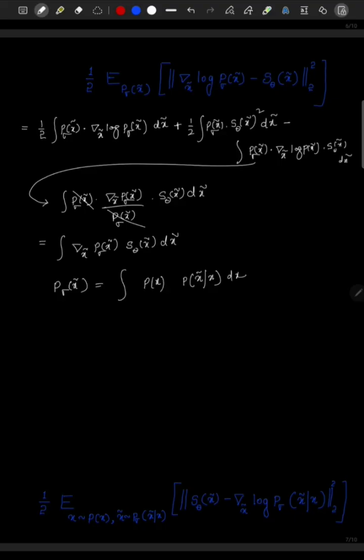Previously it was x, then we applied noise on top of x, so it is the probability of x tilde conditioned on x, and expectation over all x basically. So just replace it over here. If you replace this term, then you will end up with x tilde, integration of p(x tilde | x) dx, s theta of x tilde.